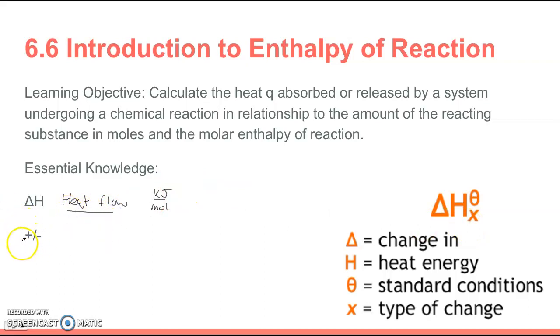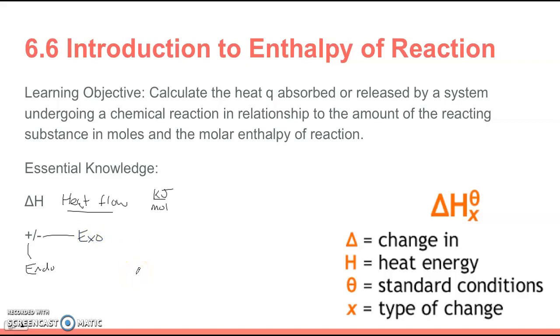Then the other thing you want to know is, what does a positive and negative delta H mean? Positive means that heat is flowing into the system, so that's going to be an endothermic process. And negative means that heat is flowing out of the system, so that's going to be an exothermic process.